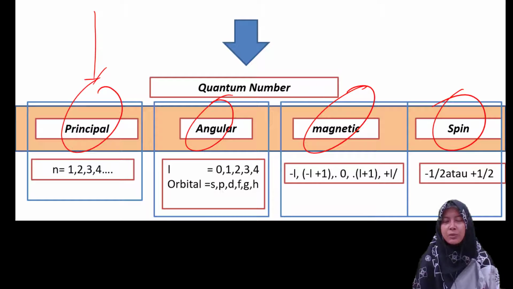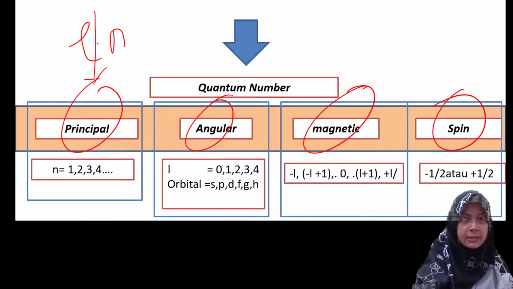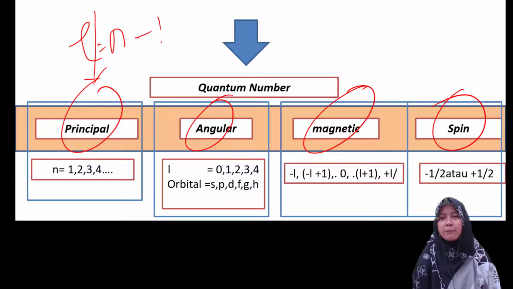Next, we continue with the angular quantum number, which we denote as L, and the numbers are 0, 1, 2, 3, 4, and the orbitals are S, P, D, F, G, H. And we have a rule for the L number: L is equal to n minus 1. Then the magnetic quantum number is an interval from the negative of L up to the positive of L. The spin number only has two options, negative half and positive half.